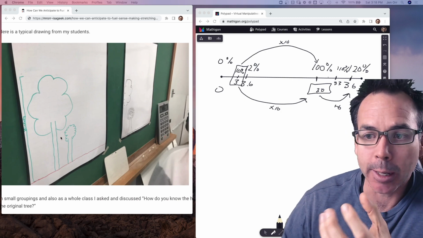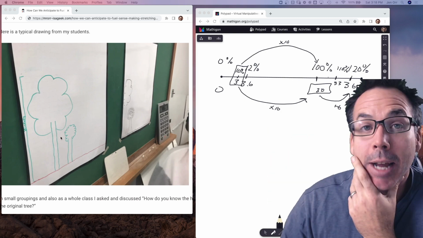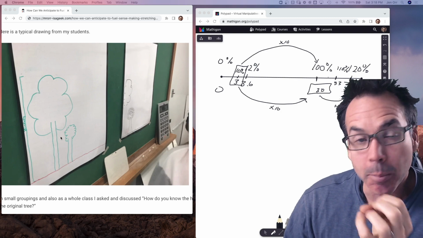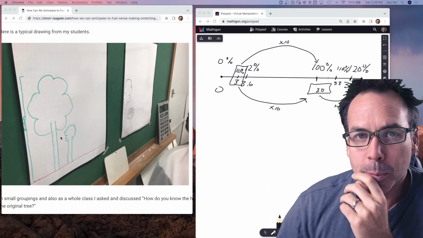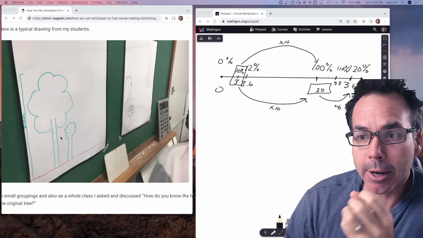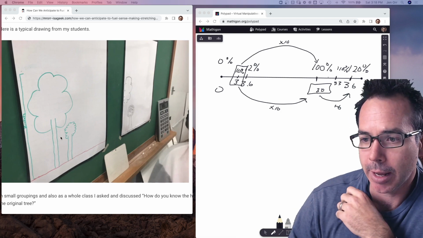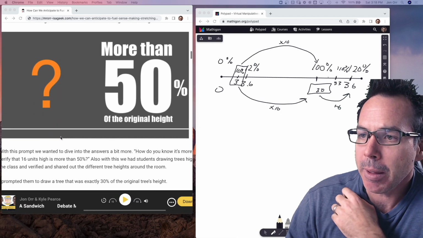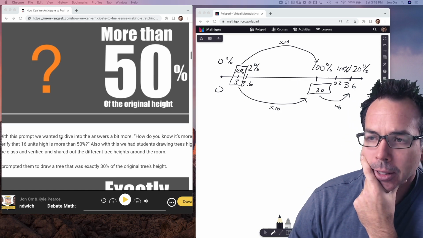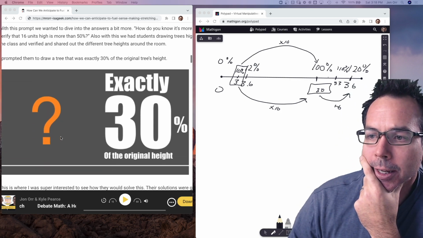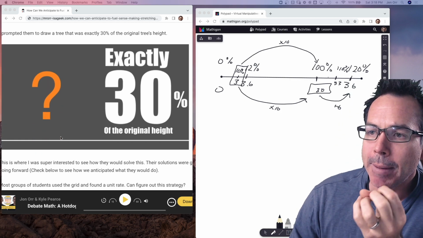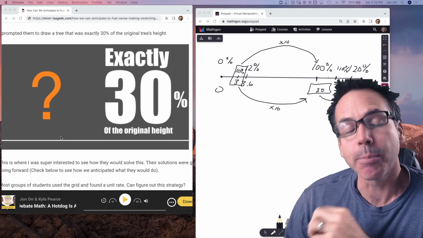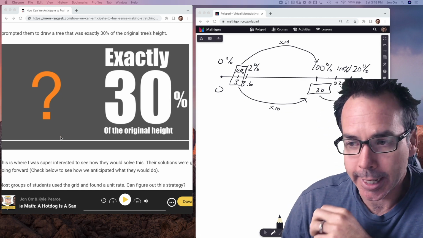So they have to immediately start thinking, where is 50% along the number line? And what height is that? That's that peg number, but I didn't ask them about that specifically to develop the strategy. This problem helps develop that strategy in that model. Then we ask them to draw one that's 50% more. How do we know it's 50% more of the original height? And then here's the beauty one. Let's draw one that's exactly 30% of that original tree's height.